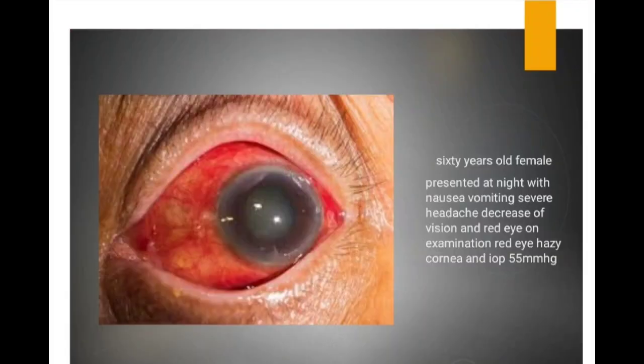And this is an angle closure glaucoma patient presenting with a red eye, severe pain, headache, nausea, vomiting, decrease of vision. When you check the intraocular pressure, it will be more than 40 or 50. So you have to admit these patients, lower the pressure with topical, oral and systemic anti-glaucoma medications, and then the redness will go away, and then you have to do PI and something else.